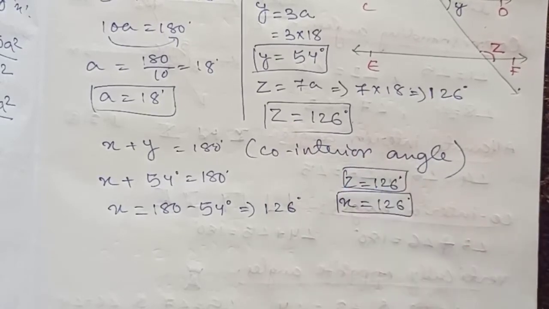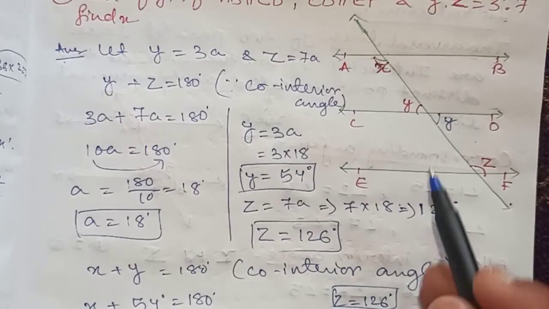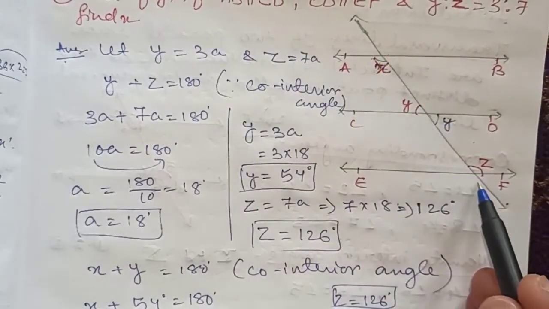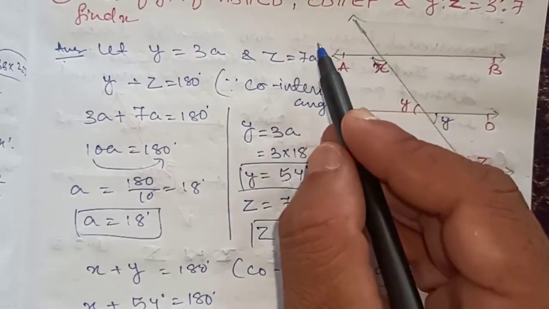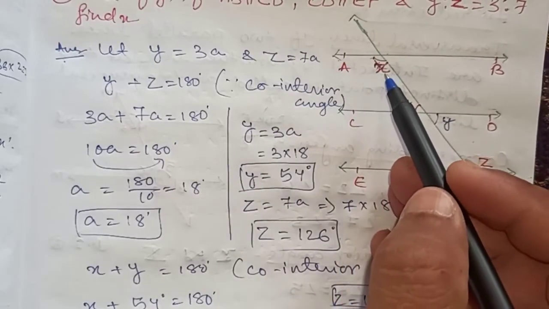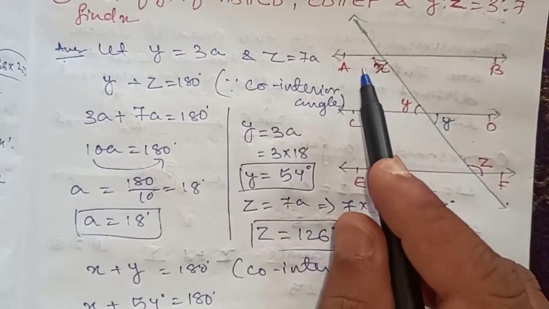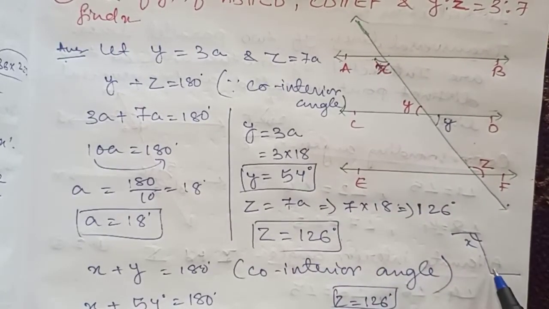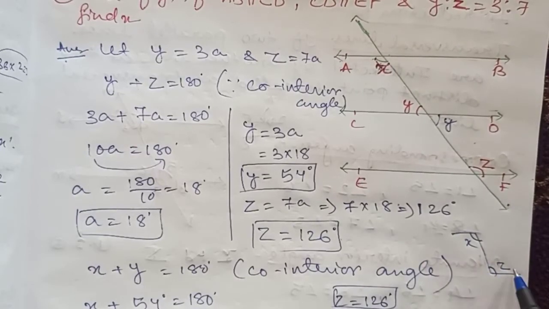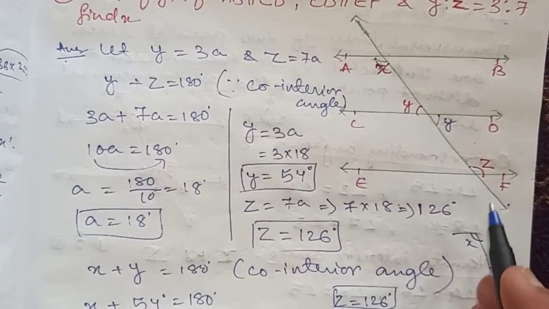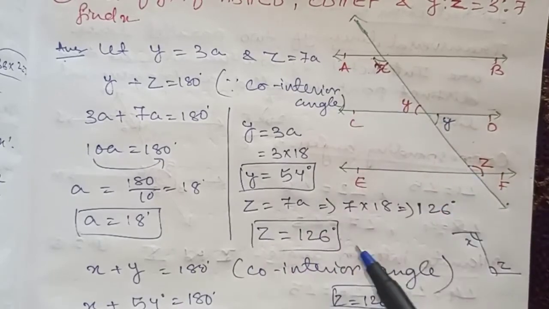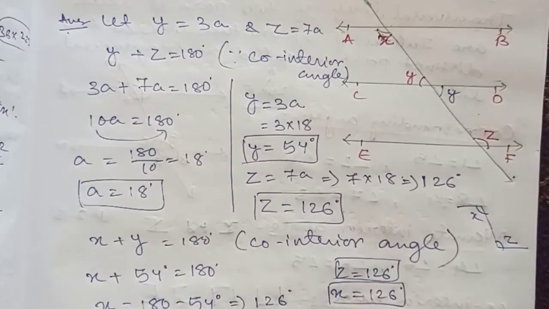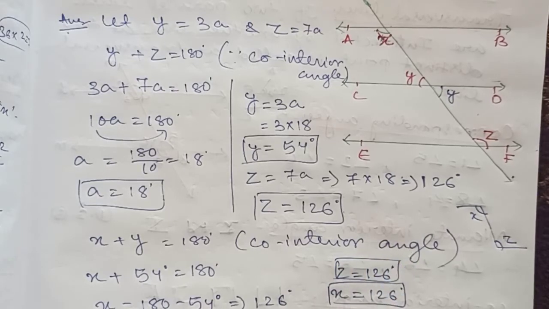Z is also 126 degrees. Now see here, does it look like a Z shape? Yes, it looks like a Z shape. So directly we could also have written x equals z by alternate interior angles. This is x, this is z. So it is a Z shape, isn't it? X equals z. That means 126, 126. Both the angles are equal. So in this way you can use all the conditions to find the required values. Next. Now the third question.